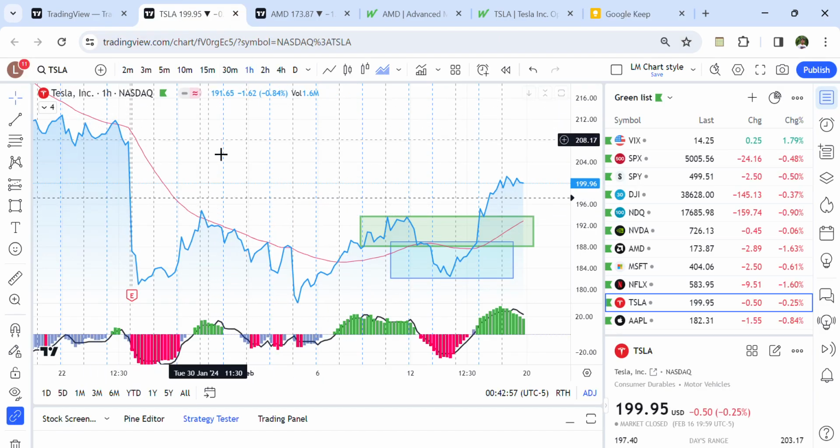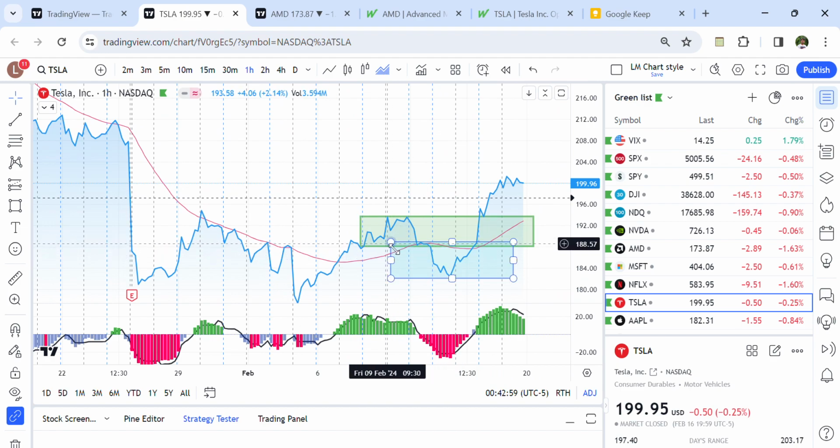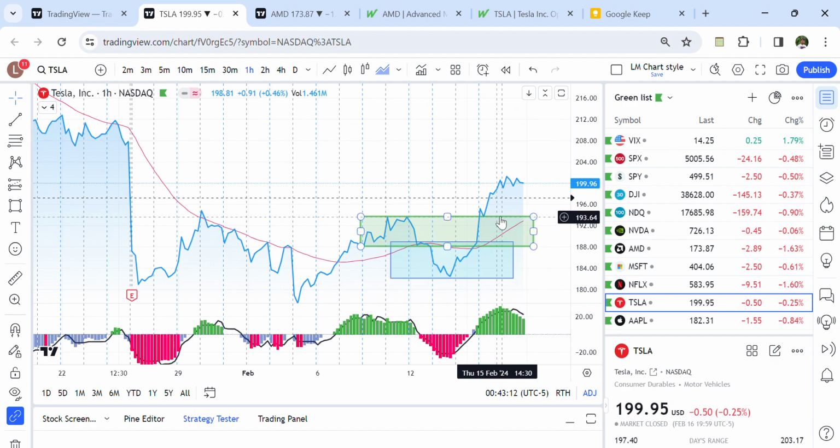This is a Tesla 1-hour chart. I like to draw boxes. If you see here, this was my box. Above this box, Tesla is likely to give a big move. From above 189, it would likely move up, with target 1 at 193, and target 2 it can go higher. How much it will go, we will not know, but once it crosses above 189, I know it's going to go till 193 or 194.